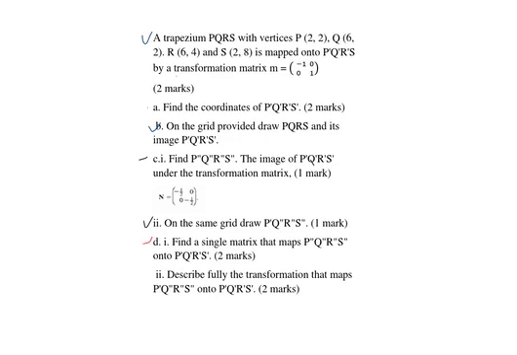Part D, Roman 1, we are told to find a single matrix that maps P double prime, Q double prime, R double prime, and S double prime onto P prime, Q prime, R prime, and S prime. So we are going to use the formula matrix multiplied by the object to give us the image, where our object will be the double primes and the image will be the primes.